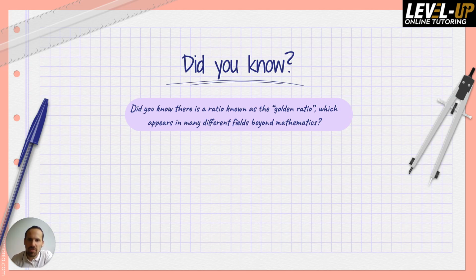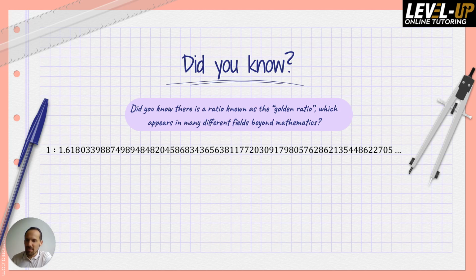So let's finish up with this. Did you know about a special ratio known as the golden ratio? You might have heard of it before, as it has many uses in fields beyond mathematics. It's roughly 1 to 1.618, but not exactly. It's actually this number here. It's an irrational number. You remember when we talked about irrational numbers before, like pi has an infinite decimal expansion. So this very special ratio is something we see crop up all over the place.